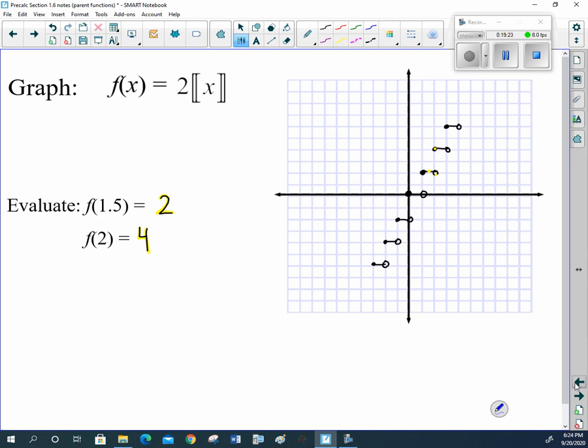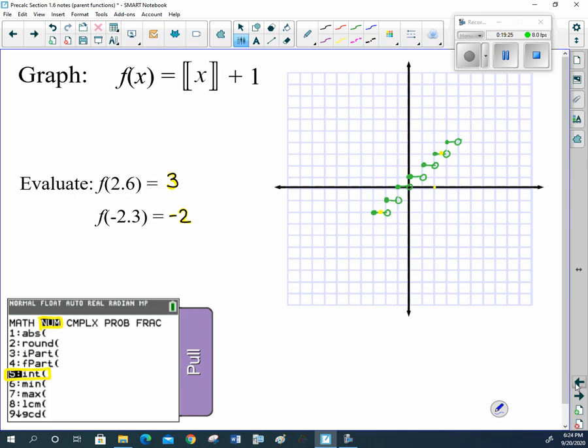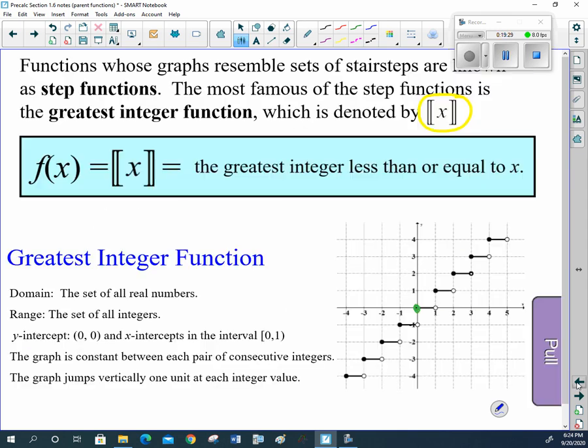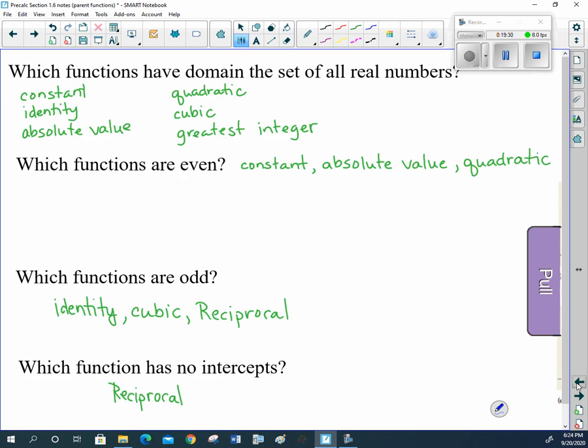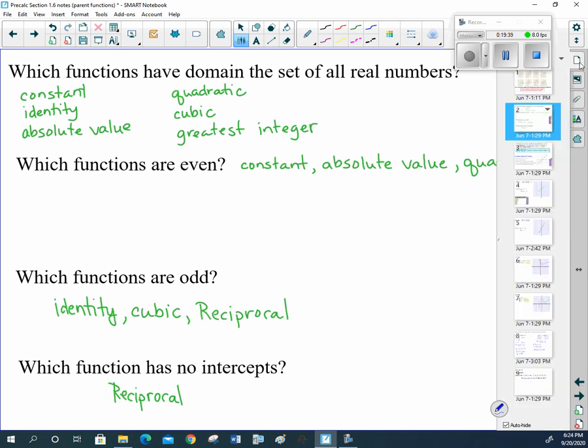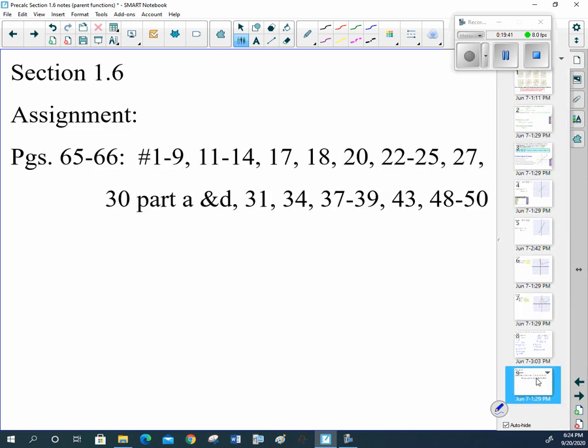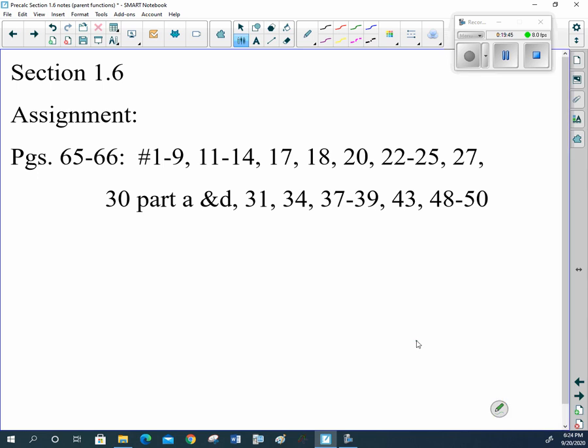So you're going to have some questions about the greatest integer function, which is a new function for most of you. You haven't studied that before. And then back at the beginning, just what do we know about our parent functions? Questions about our parent functions. So there you go. That's it for 1.6. There's our questions. You can do those out of your book.